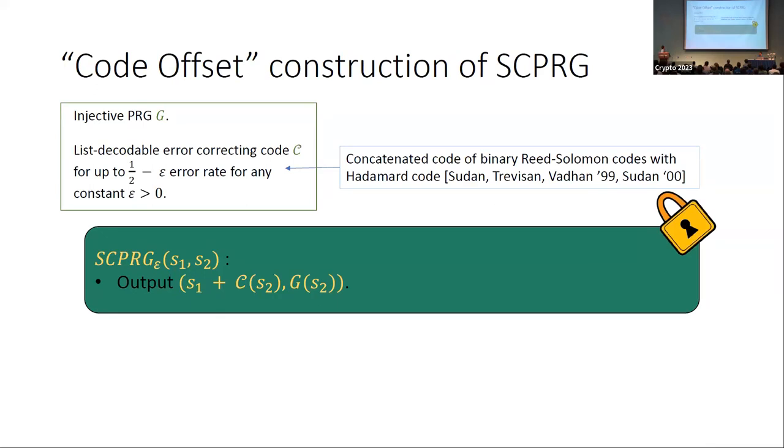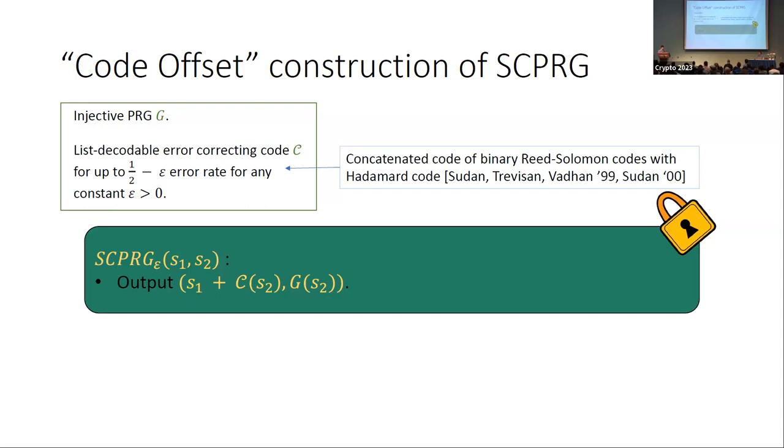And let me quickly describe how to construct the SCPRG. You're going to take any injective PRG G and any list decodable error correcting code C. So what does list decodable mean? It means that if you give me something within half minus epsilon error rate of the code word, the recover algorithm will output a polynomial sized list guaranteed to contain the original plain text. And for this specific list decodable error correcting code for half minus epsilon error rate, this binary list decodable error correcting code, we're going to think of it as a concatenated code of binary Reed-Solomon code with a Hadamard code. And this is known from Sudan, Trevisan, Vadhan in 1999 and Sudan in 2000.